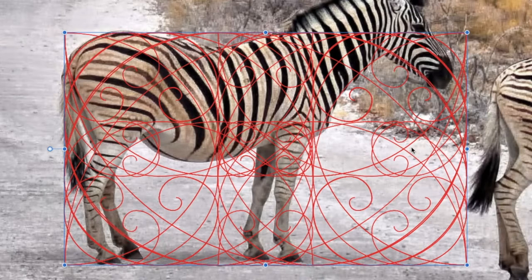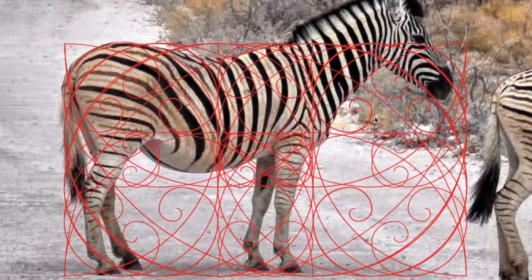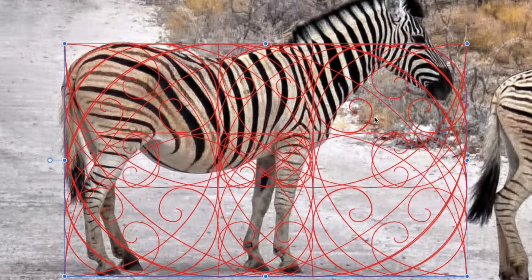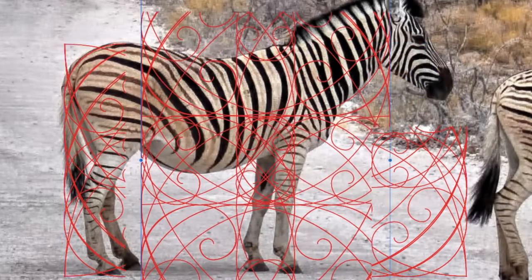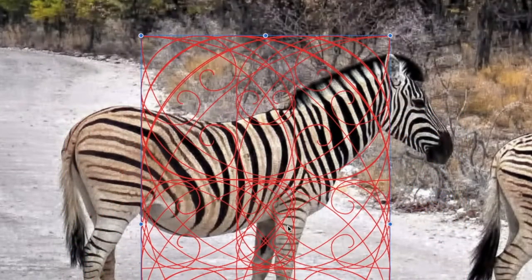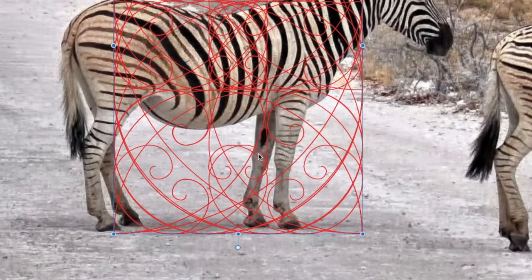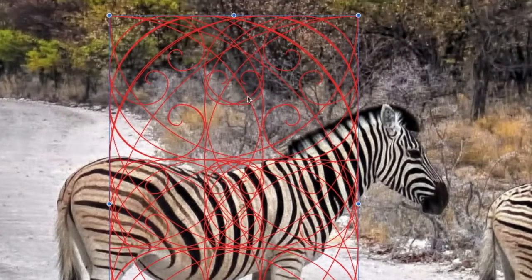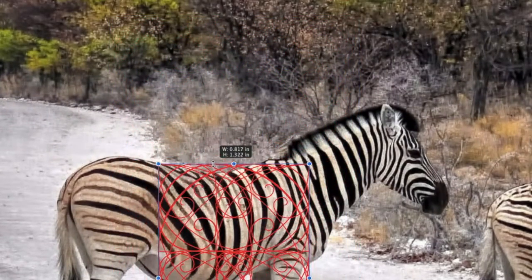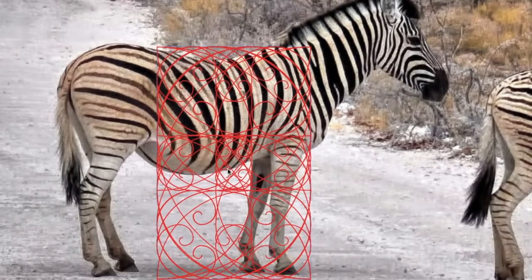Putting the center point just right here behind the leg. And again, leaving the head exposed. And if we do that same thing, but have it vertically.